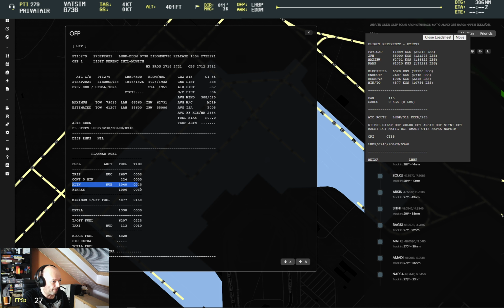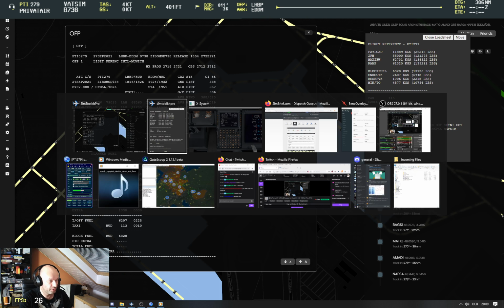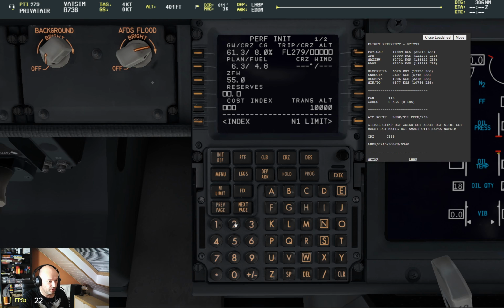Alternate Nuremberg is 1040 kilos, let's call it 1.1 tons. Final reserve as well 1006. Let's round it up to 1.1, so 1.1 and 1.1 is 2.2. So let's insert 2.2 to stay on the conservative side of things. 2.2 reserves. Cost index, we know it's 85. And we want to climb to level 340.